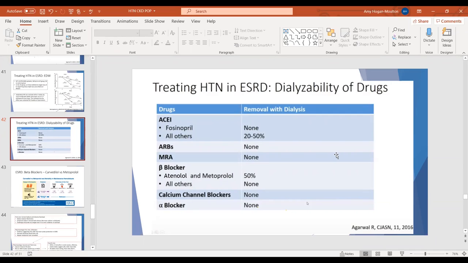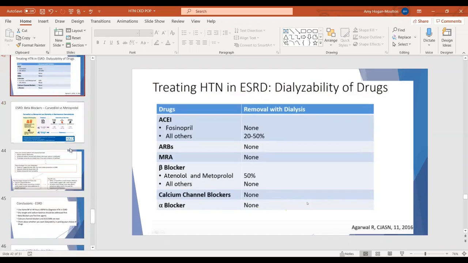So they would be advised to take their blood pressure meds at night if able, or post-dialysis, something like that. But there's some people on BID drugs and they'll try to hold it, or they might have taken it and then it's dialyzed out. Atenolol and metoprolol have a 50% removal. The calcium channel blockers aren't really removed and the alpha blockers aren't really removed. It's kind of important for us as nephrologists when we're telling people what to take.